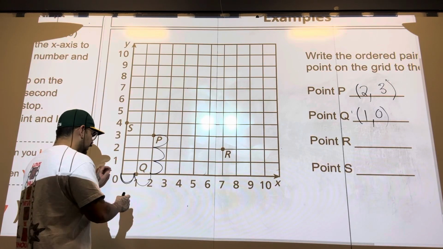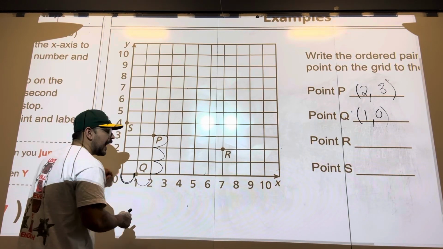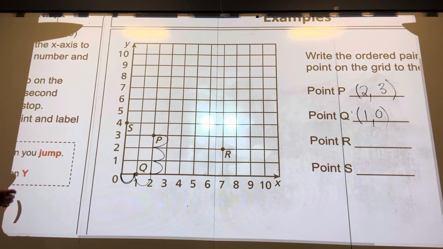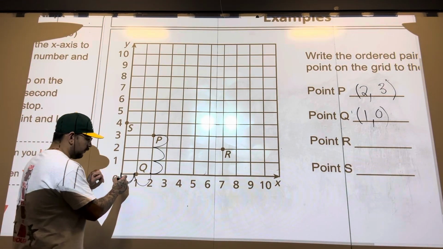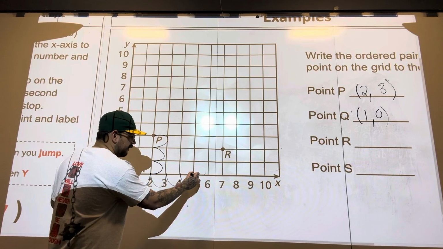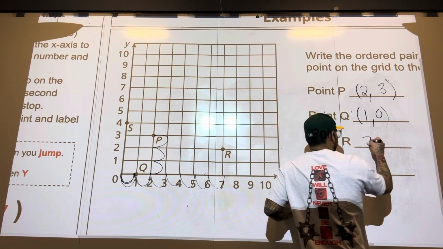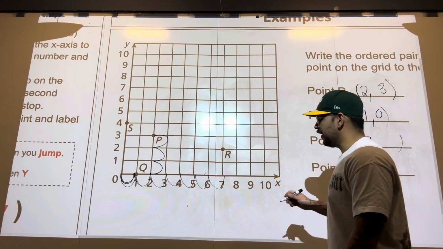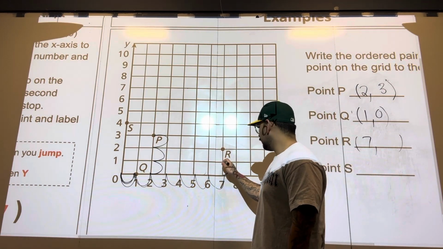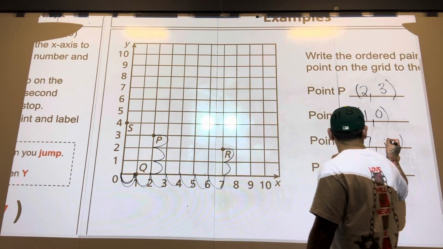Let's do R, point R. All right, so we need to figure out how many times did I move to the right, and how many times did I move up or down to get to R. So let's go ahead and do it. 1, 2, 3, 4, 5, 6, 7. So our x value is going to be 7. We need to figure out how many times did we go up? Well, we jumped 1, 2. So our y value will be 2.